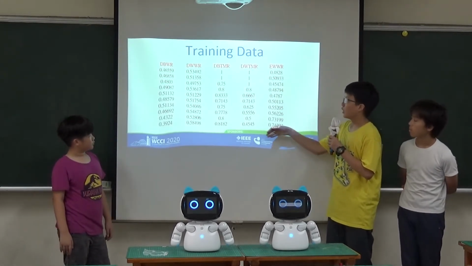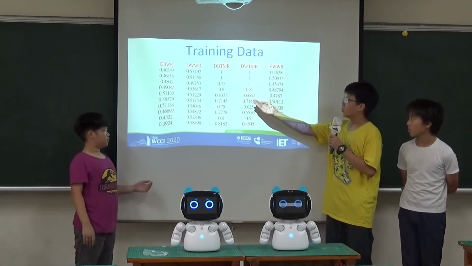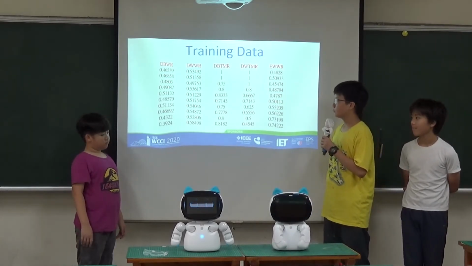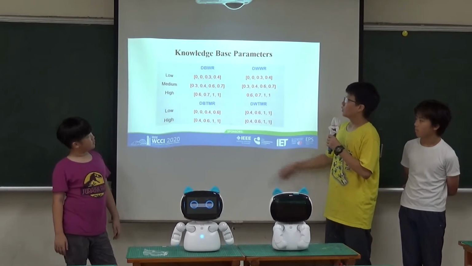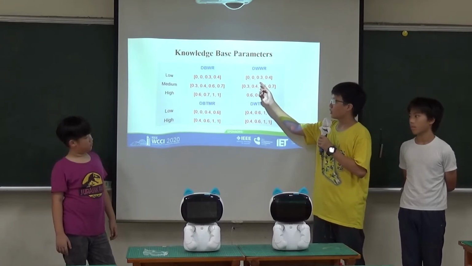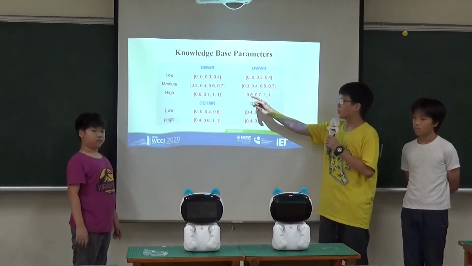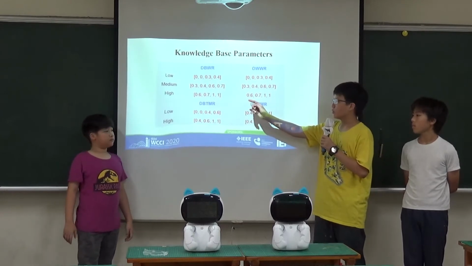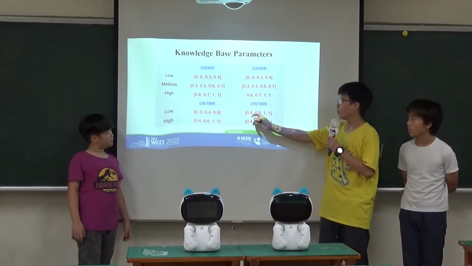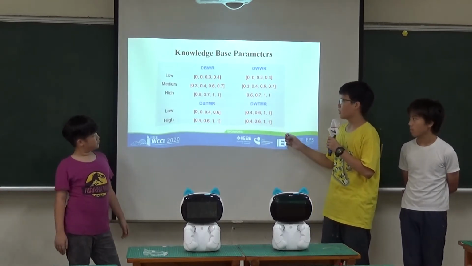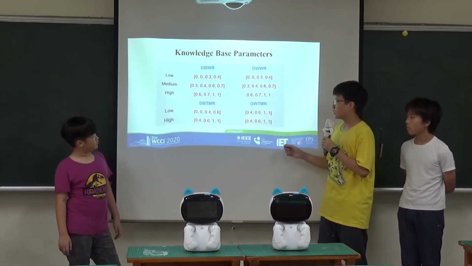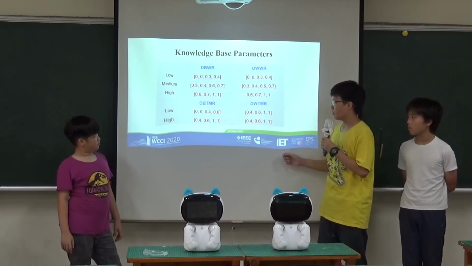This is our training data. Our training data has DBWR, DWWR, DBTMR, DWTMR. Output is DBWR. This is our knowledge-based parameters. Our DBWR and DWWR is same. Low is 0, 0, 0.3, 0.4. Medium is 0.3, 0.4, 0.6, 0.7. High is 0.6, 0.7, 1, 1. DBTMR and DWTMR is same. Low is 0, 0, 0.4, 0.6. High is 0.6, 1, 1.